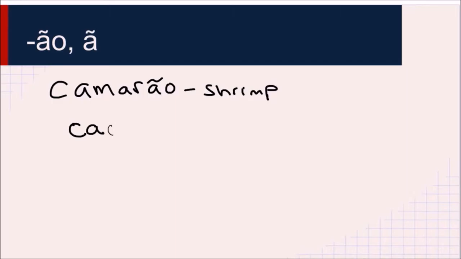I'll give you another example. Something like cão, which is a word for a dog. There are several words for dogs. This is one of them. Cão. Camarão.